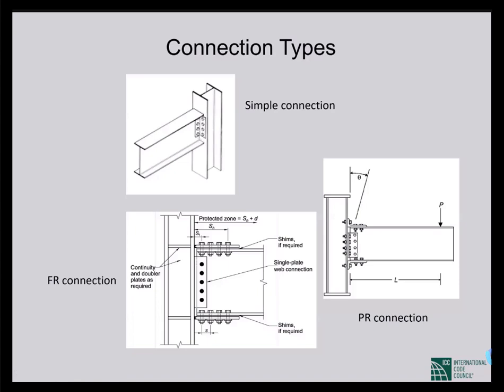So when the beam is connected to the web, shear stresses are transferred, but the flexural stresses are not transferred since the flanges are not connected with the column. So that is a simple connection, and this is called simple shear connection too.